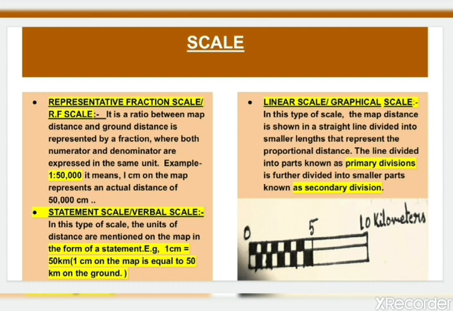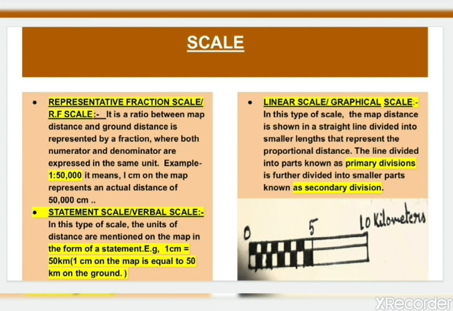Next, statement scale or verbal scale. In this type of scale, the units of distance are mentioned on the map in the form of a statement. Example, 1 centimeter equal to 50 kilometer. It will be written on the map. It means 1 centimeter on the map is equal to 50 kilometer on the ground.